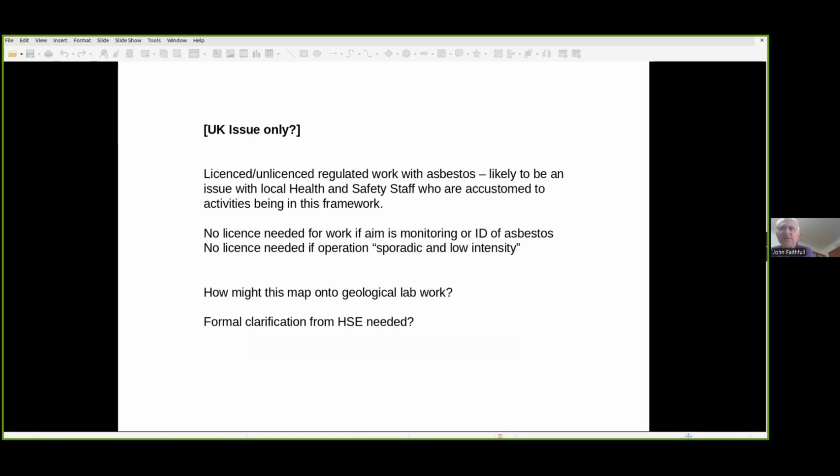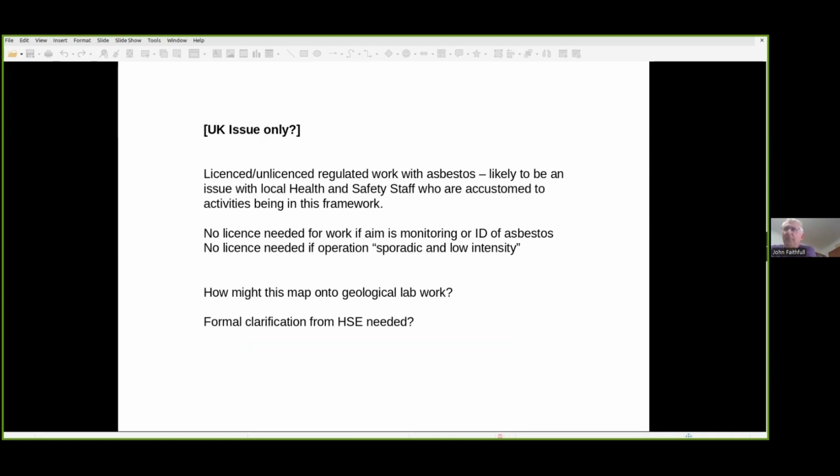Before I go any further, I'm just going to say this is probably a UK issue only, and it's something that will come up when you're probably talking to health and safety managers or asbestos managers in organisations. UK legislation has a number of classes of how people can work with asbestos, and licensed, unlicensed, regulated work with asbestos is a framework which people are used to thinking in.